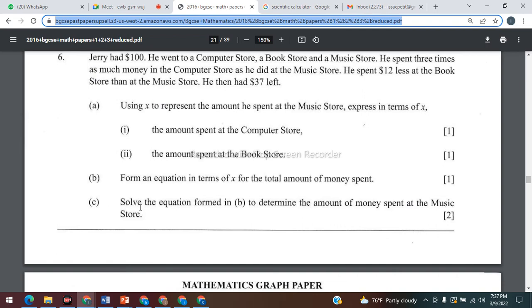What you say, Mr. Petit? What they said to do? Form an equation in terms of X for the total amount of money spent. Yeah, something like that.